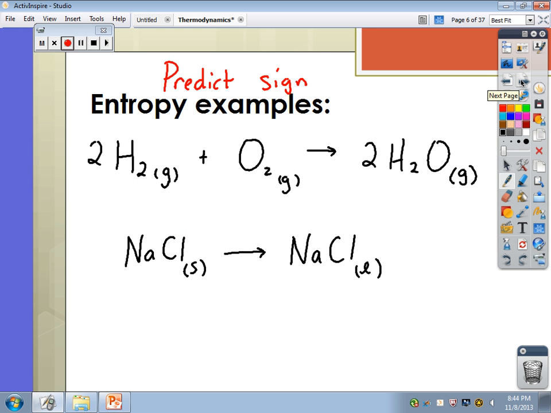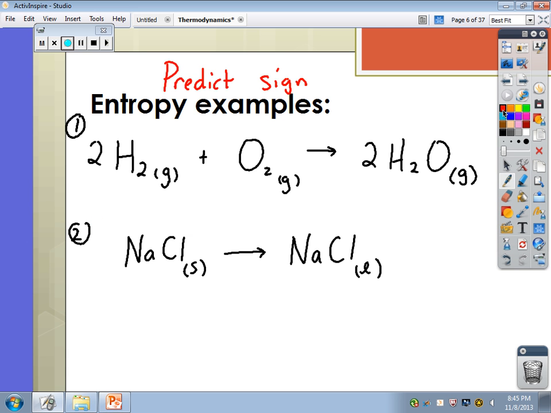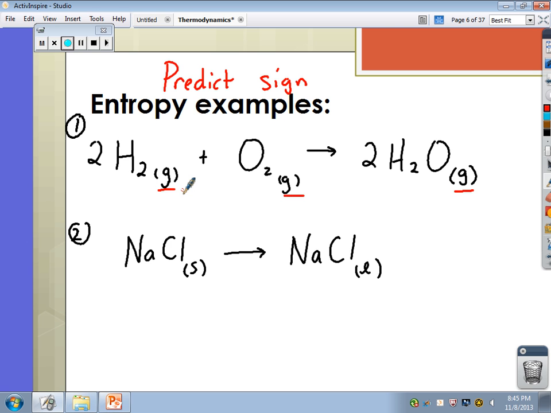So, for example, what if they have an entropy example where they say predict the sign? Well, let's predict the sign for this first equation, and here's equation number 2. For this first equation, look at my states of matter. They're all gases, so they're not changing. What is changing? In my reactants, I have 2 moles and 1 mole. That's a total of 3 reactant moles. How about my products? I have 2. So I'm going from 3 moles of reactants to 2 moles of products.